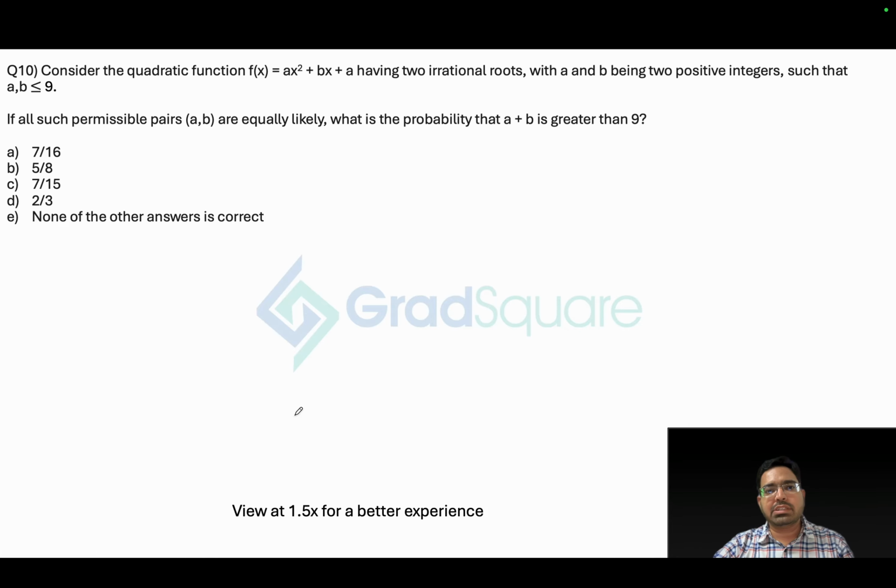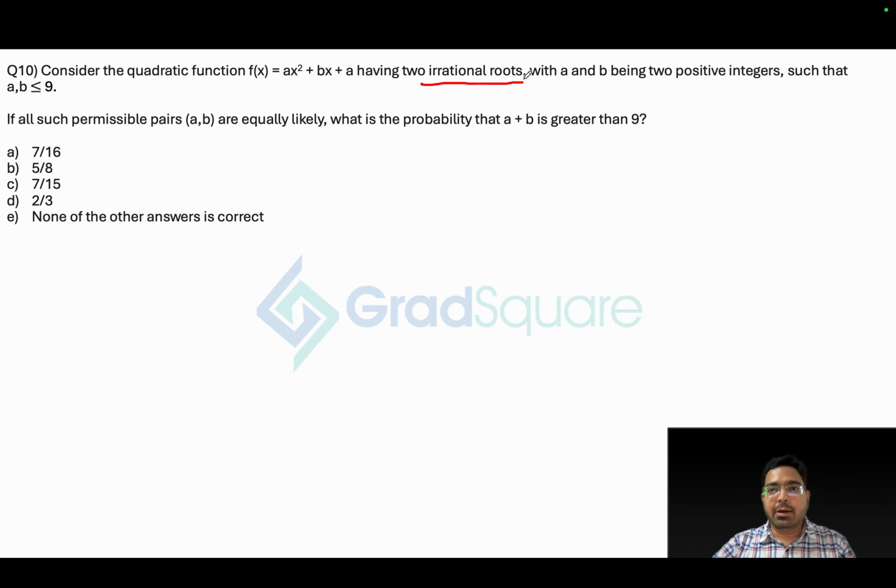Consider the quadratic function ax² + bx + a having two irrational roots. The point that we need to understand over here is that it has irrational roots. What are irrational roots? Where a part of this is an irrational number. So the value of the discriminant must be greater than 0 and must not be a perfect square is what we need to understand.